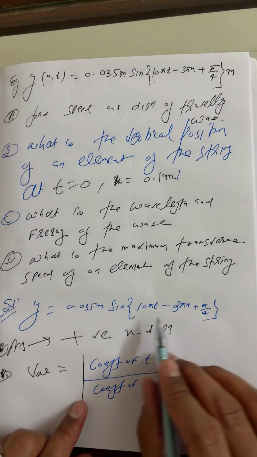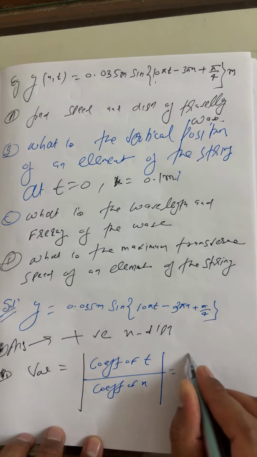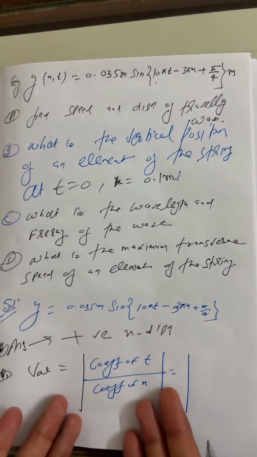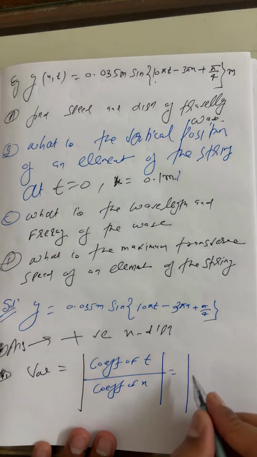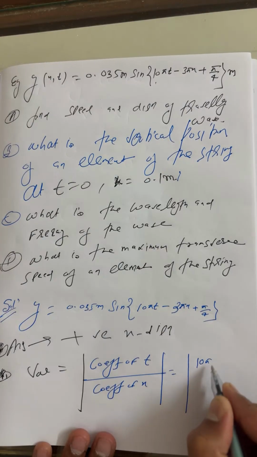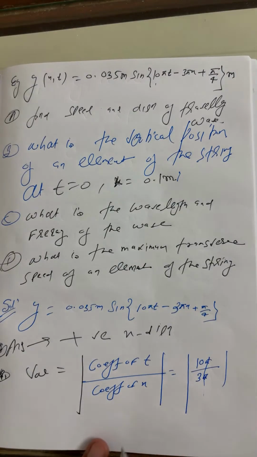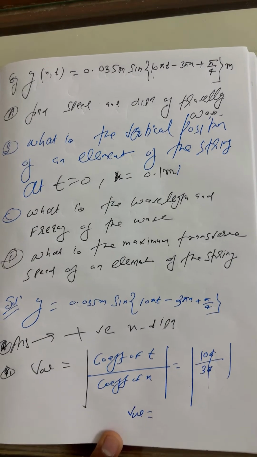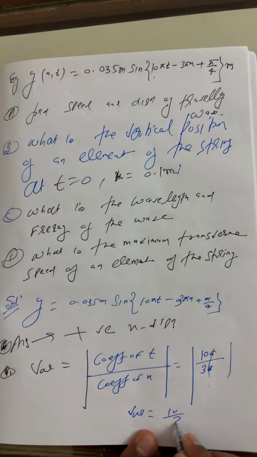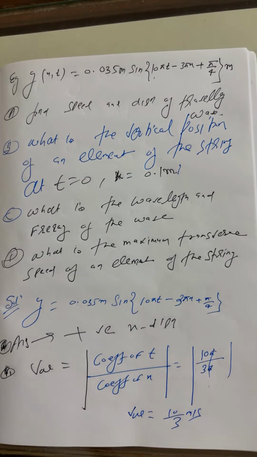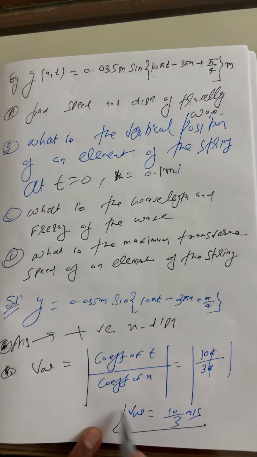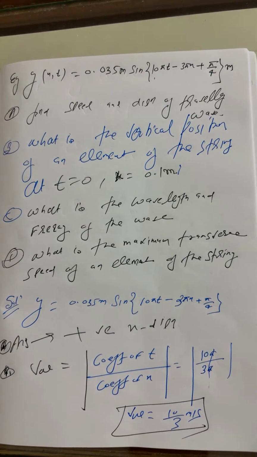So what is the coefficient of time? 10 pi here. No need to worry about the minus sign because we have already taken the mod. This is 10 pi and this is 3 pi, cancel pi. So what will you get? The velocity of wave is 10 by 3 meter per second. I hope you got it.